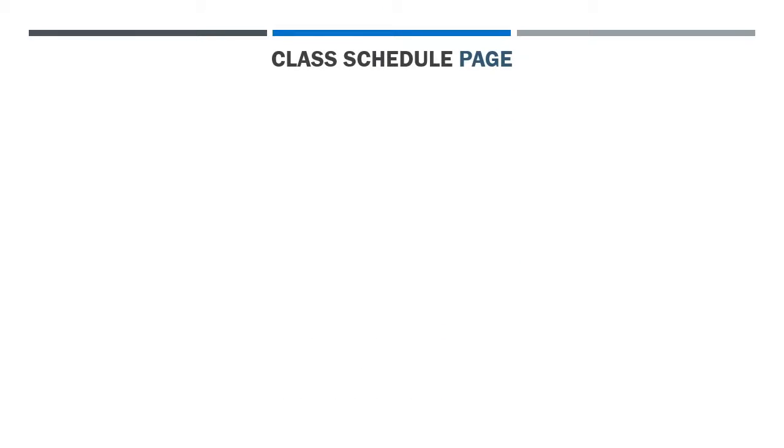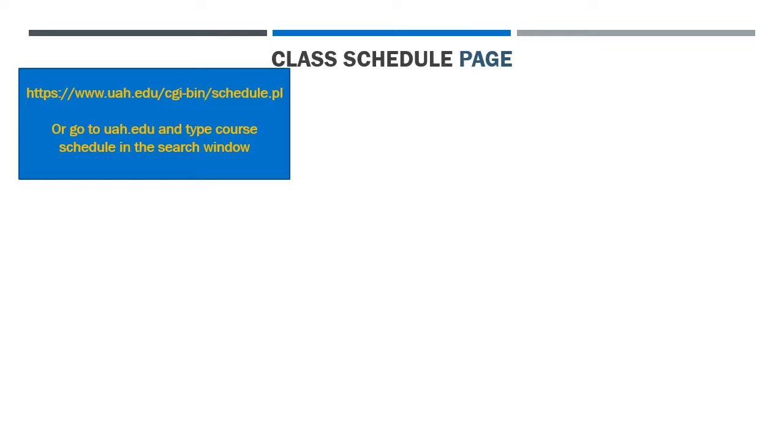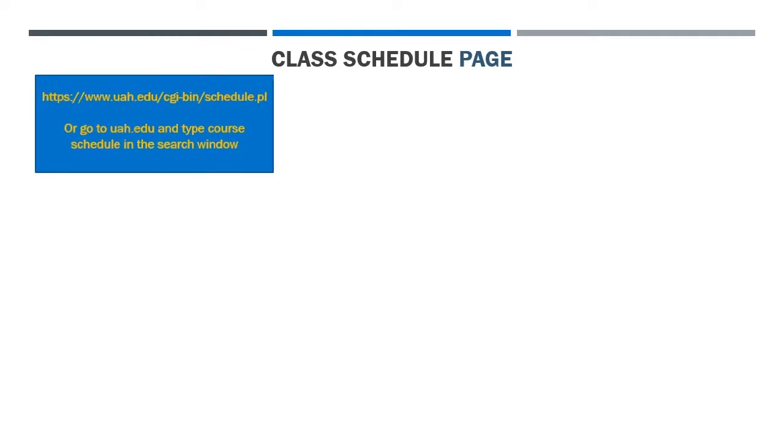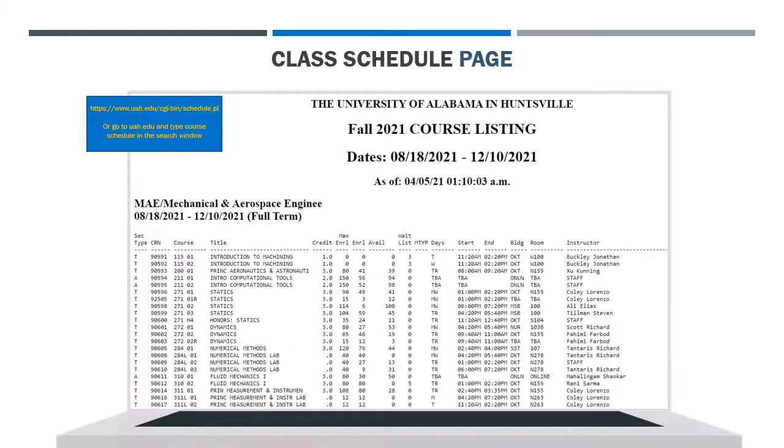Now let's look at the Master Schedule. This exists on the UAH webpage. You can find it at the link above, or go to uah.edu and type Course Schedule in the search window. For every department or program, there's a list of classes for a particular semester. Let's look a little closer.